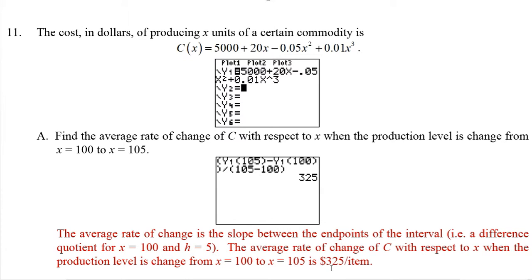So the average rate of change is the slope between the endpoints of the interval. Okay, and the average rate of change with respect to X when the production level goes from 100 to 105 is $325 per item. Notice that the units on this are your C units divided by your X units. X is just number of items. C is cost in dollars, so it's dollars per item.